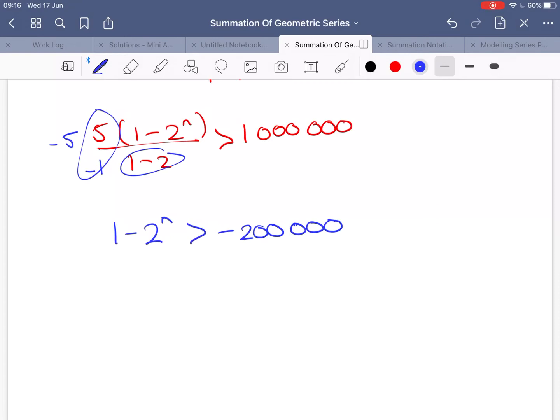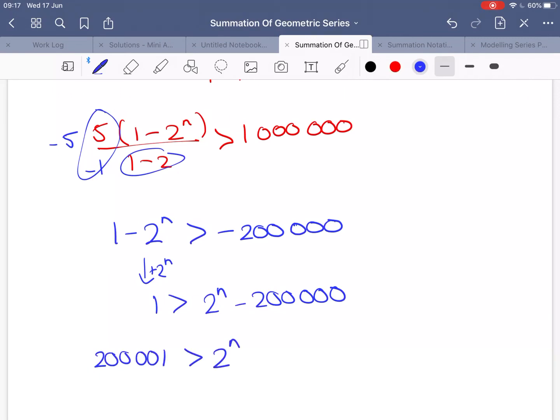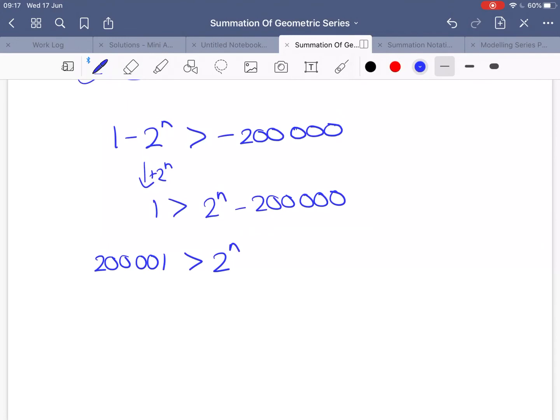If you want to do it one step at a time, you can. If you wanted to multiply by minus 1 and then divide by 5, that would be okay. But you've just got to get rid of the denominator and then get rid of the number in front of the bracket. I would add the 2 to the power of n, so I'd have 1 is greater than 2 to the power n minus 200,000. And then I'd add the 200,000, so I'd have 200,001 is greater than 2 to the power of n. You could do that in one step.